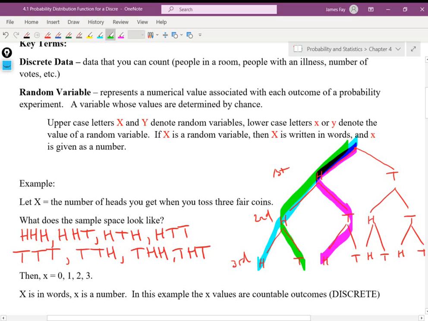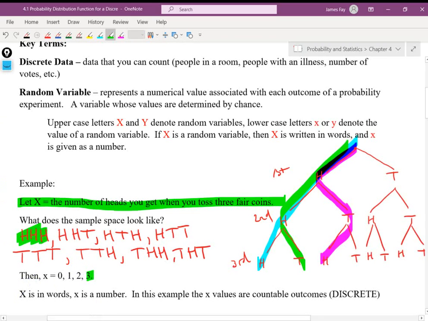Okay, so then the random variable takes on the values that are attached to what we define our random variable to be: the number of heads that you can get when you toss a fair coin 3 times. Can you get 3 heads?